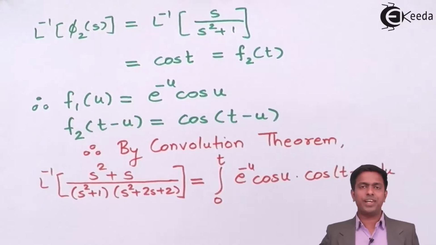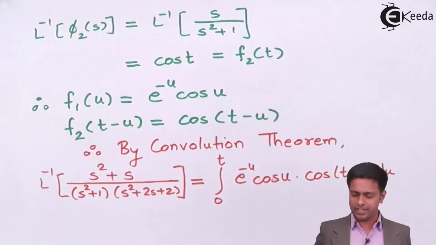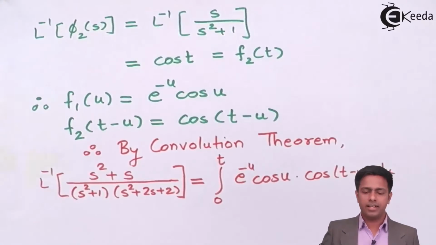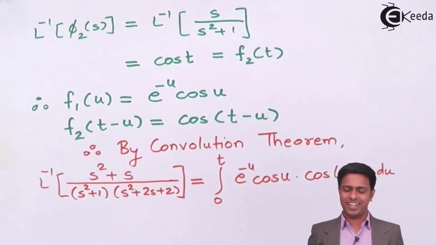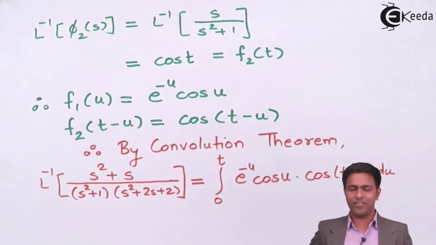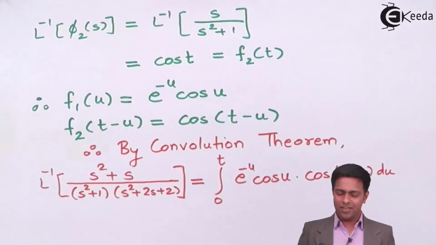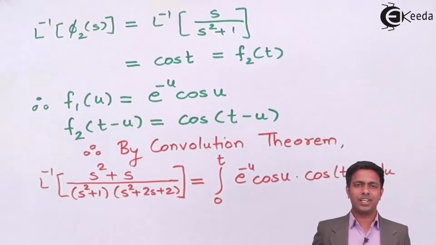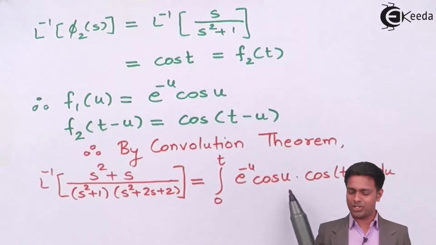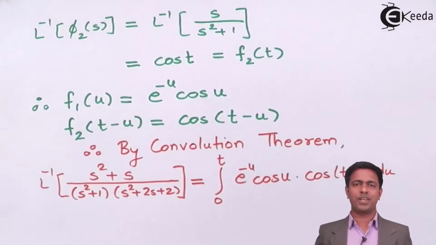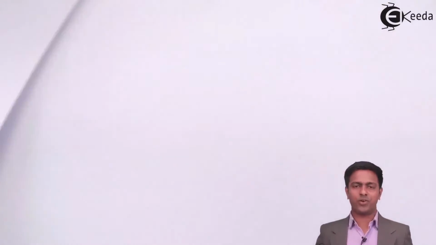So guys, let's find out the integration, and let's substitute the limits, that is 0 to t, and we'll get the inverse Laplace transform of this given function. So how to find out the integration of this given function? So in the function, we can see that there is one exponential term and two trigonometric terms. So to get the answer, first of all, I'm gonna use the factorization formula for this cos u into cos of t minus u. So I'll write down the formula for you all guys.